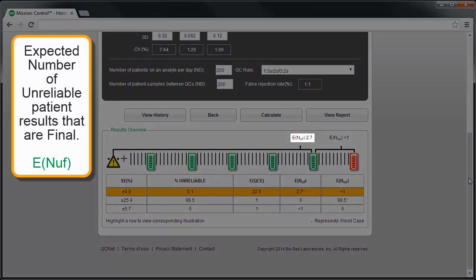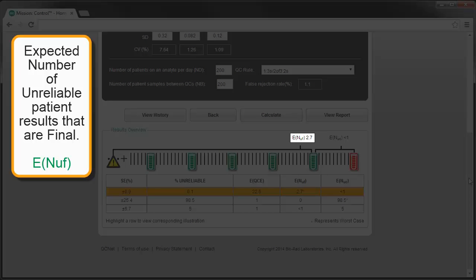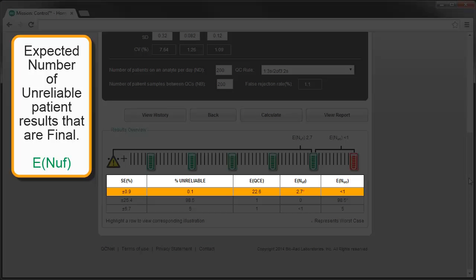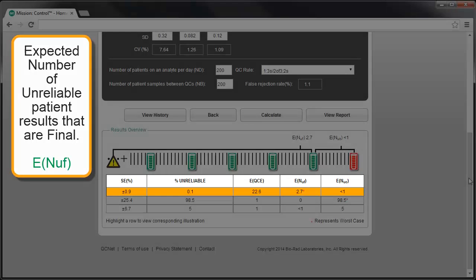The risk calculator provides this number for you. It is referred to as the expected number of unreliable or incorrect patient results that are final, or ENUF for short. These values are shown in the first orange row below the infographic.